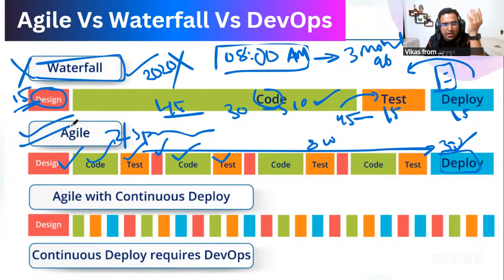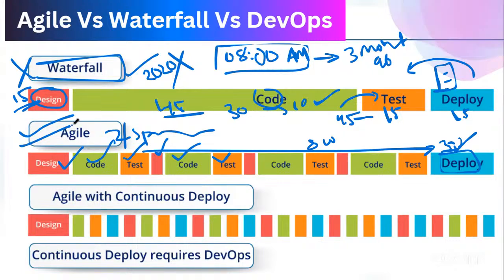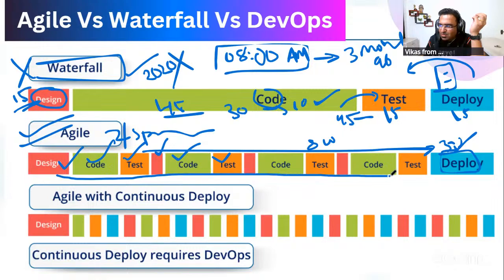Can anyone repeat? I would like to listen from you guys also. What will happen in agile? Agile is a process. Here we have to design it, code it, test it. Multiple times in the duration of 3 months, and at the end only we will deploy it.